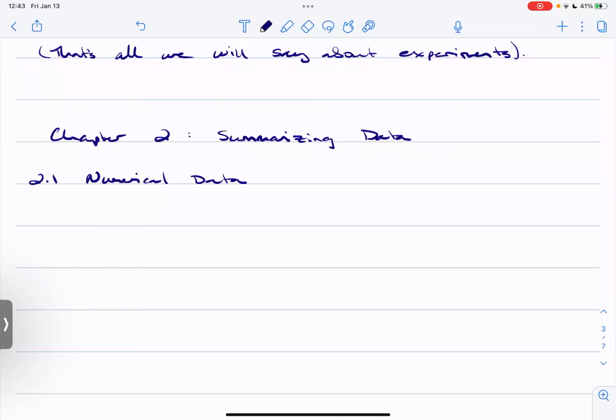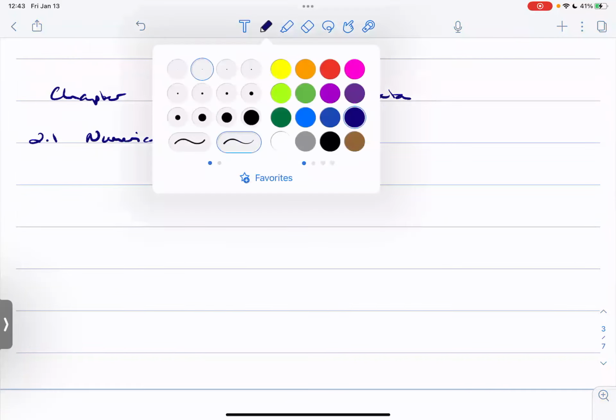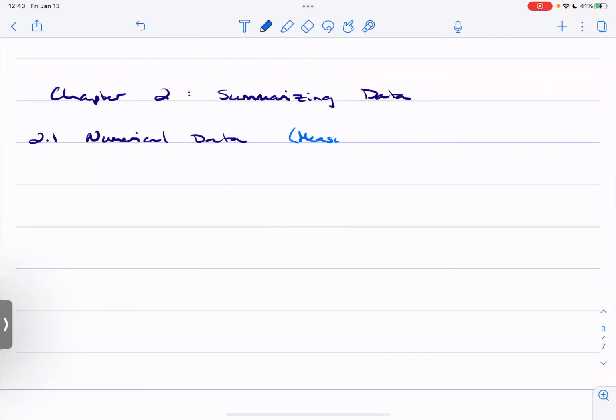Numerical data are things like measurements, right? So usually measurements: speeds, weights, heights, grades, if we're talking about your percentage grade, not your letter grade. And so these are our measurements, such as speed, distance, weight, percentage grades, etc.